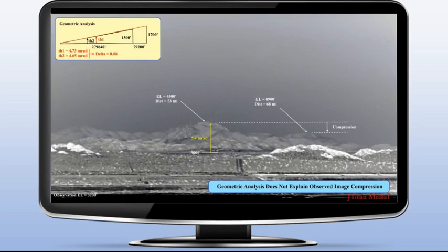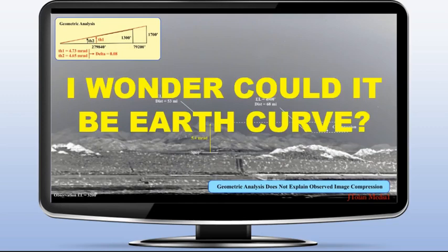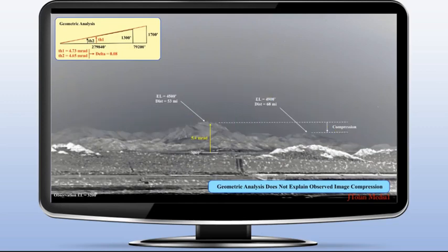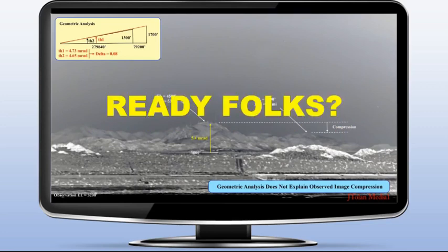And that's the exciting part, folks. That's the really exciting part. So what's really going on? Well, as you probably guessed it, there is some refraction that's occurring. But is it only atmospheric? Or is there something else?